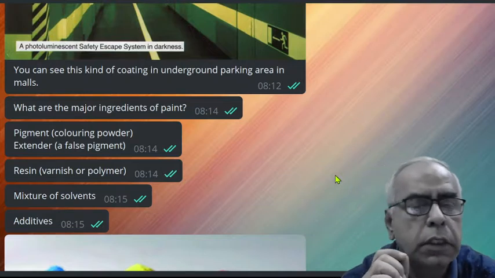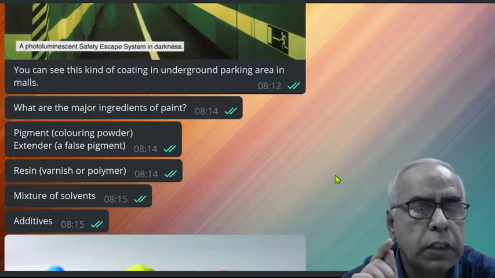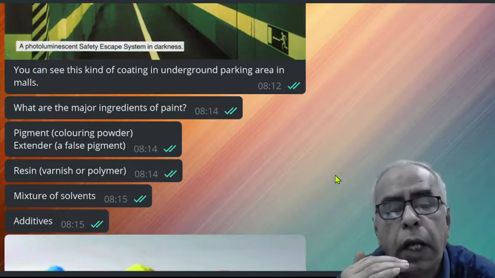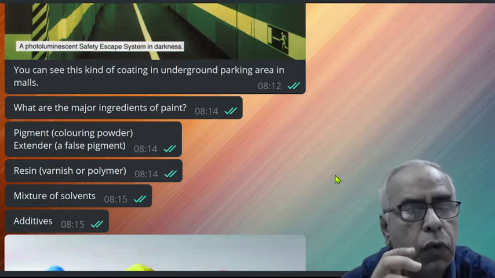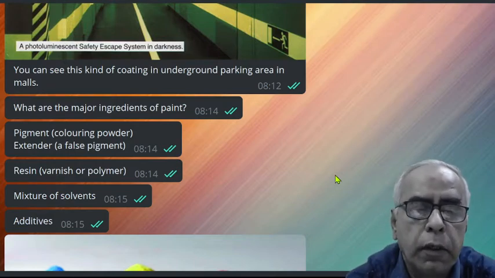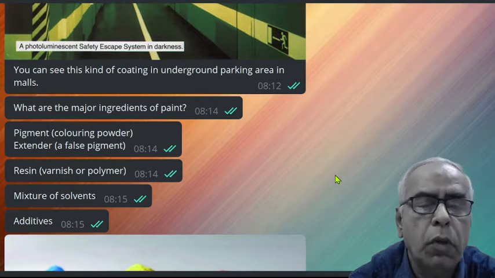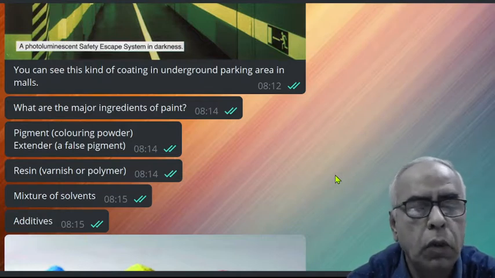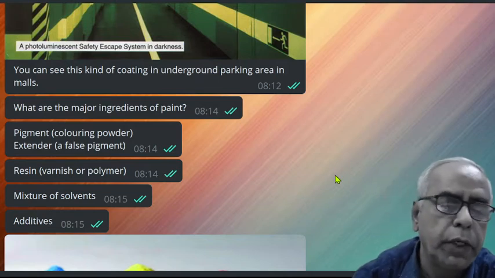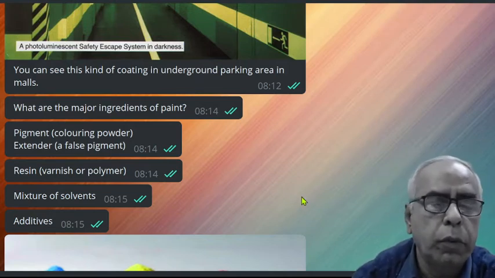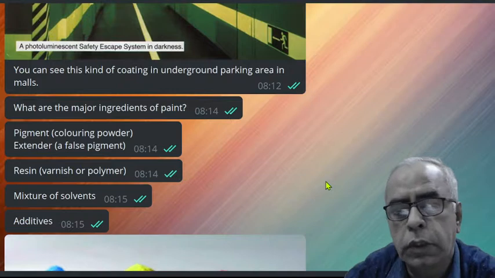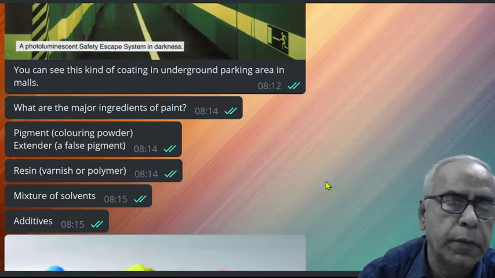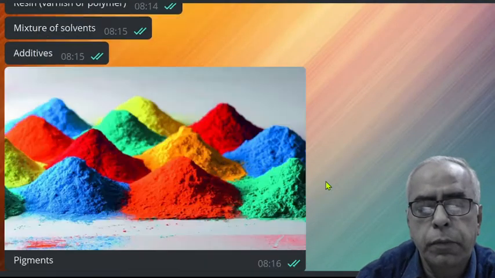Now, what are the major ingredients of paints? As I already discussed, pigment, that is the coloring powder, and extender, the false pigment. Then resin, that is the important component of the paint, which is nothing but the polymer or varnish. Then we have some mixture of petrochemical solvents, alcoholic solvents, ketonic solvents, etc. And we have some additives.